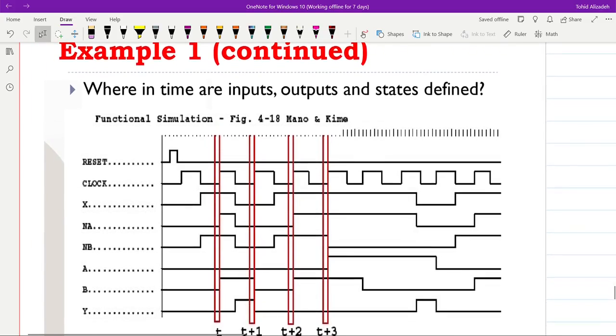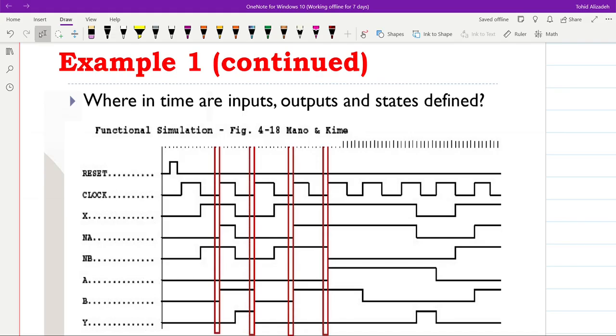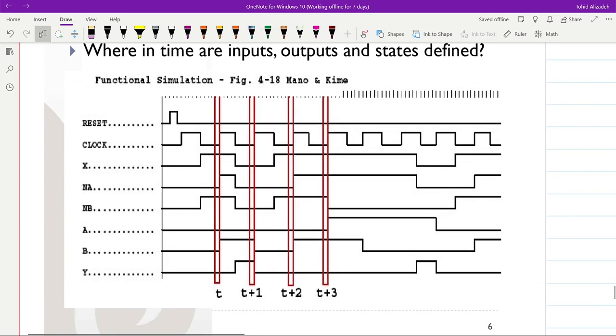Here you can see the time diagram indeed, and we can see where in time the inputs, outputs, and the states are defined. We have several rows here. The first one is called the reset, and as we will see maybe later, once we receive the rising edge of the reset, the flip-flops will be reset to 0. Okay, and you can see that they are equal to 0 here for A and B. And then we have the clock input. You can see that it is in the form of a square waveform.